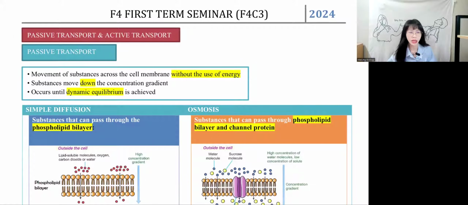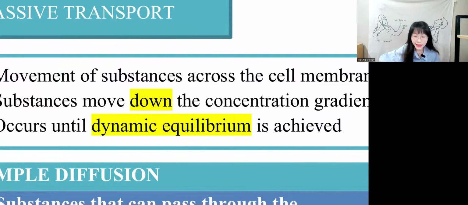So starting from passive transport first, since I say somebody does it for you, passive transport does not require energy. It's without the use of energy. Things move down the concentration gradient. What does down mean? Down means you move from high to low concentration gradient. To understand it in an easier way, it is more to less. But we cannot say more to less. We have to say high to low concentration gradient.